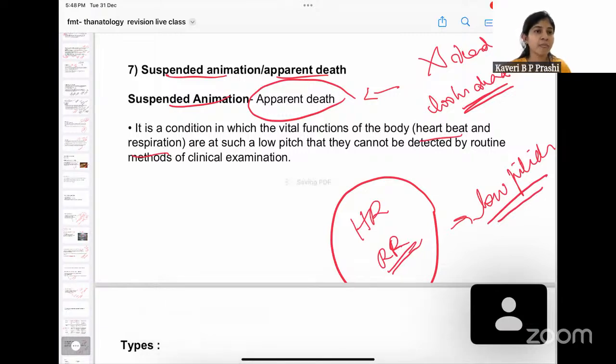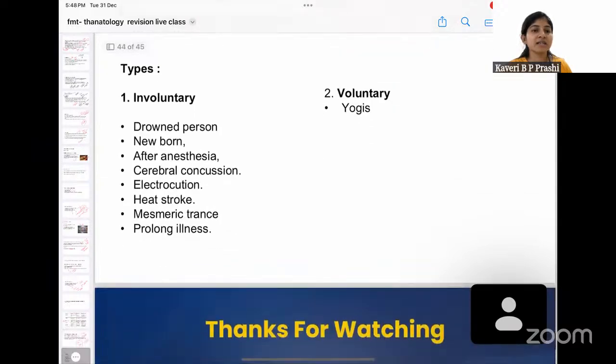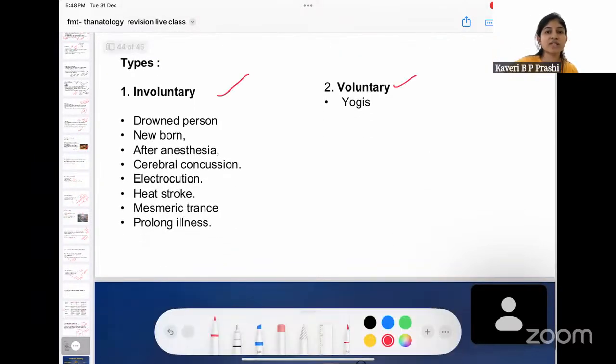What are the different types under these? You have involuntary suspended animation as well as voluntary. Involuntary is seen in the drowned person and in the newborn. That is, they're not doing it under will, it just happens. It is also seen after anesthesia, when all the reflexes have become very slow, and whenever the person has a cerebral concussion, electrocution, heat stroke, mesmeric trance, or prolonged illness. These are the involuntary cases where suspended animation is seen.